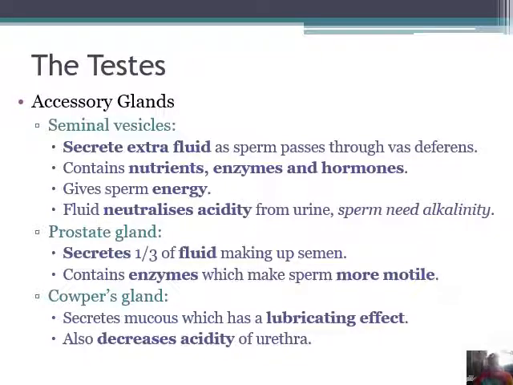Then we finally have the Cowper gland, which is at the base of the penis. This secretes mucus, which has a lubricating effect, and this also decreases the acidity of the urethra. The lubricating effect is because there's potentially too much friction between the sperm and the urethra, which might stop all the sperm from actually being ejaculated. So creating a lubricating effect is the equivalent of throwing soap on a slide, so that you are able to move through a lot quicker.